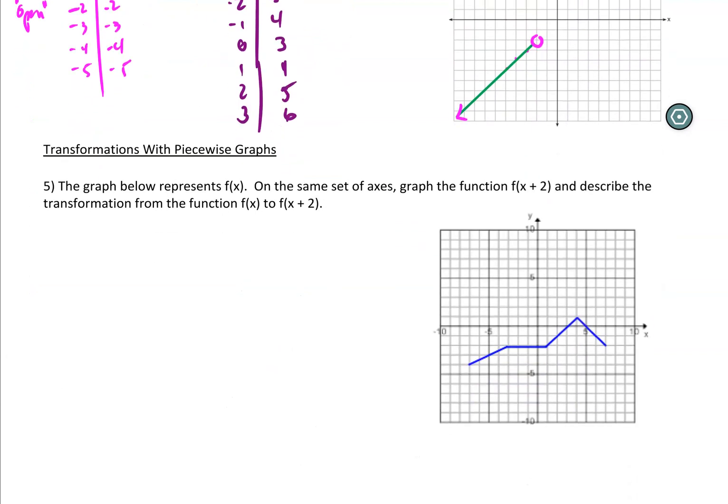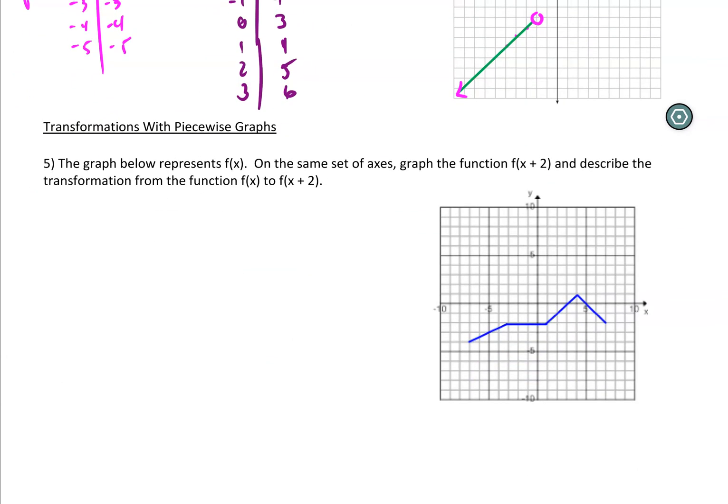And then the last thing I want you to see is just, if they give you a piecewise function, something crazy or doesn't matter how obscure it is, they could ask you to do some type of transformation based on that. And everything applies the same throughout the entire function. So in this one, they give you the graph below, they say is f of x. So on the same set of axes graph, f of x plus 2 and describe the transformation.